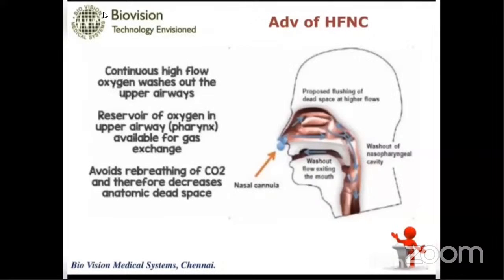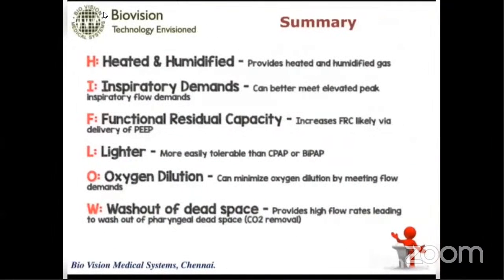Whenever the patient needs a higher amount of oxygen, it always supplements that. And rebreathing CO2 can be avoided. Whatever is expired by the patient will not be rebreathed because it is being flushed off continuously. The continuous flow which is present will be flushing off the carbon dioxide also continuously. So this is the biggest advantage of HFNC.